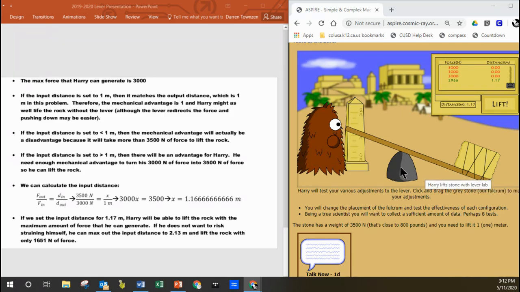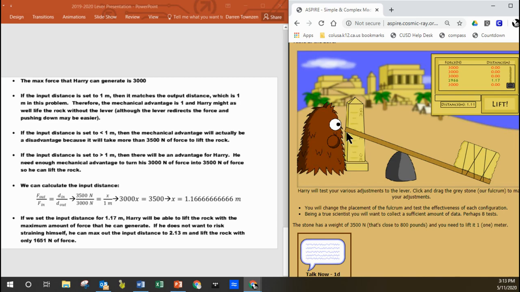If I change the height of the left end of the lever to, say, 1.11, now we know that with that height, if he pushes the left end down 1.11 meters, he's not going to be able to generate enough force on the other end to lift a 3,500 newton rock. So Harry can't move the rock if he only has the left end of the lever 1.11 meters off the ground.